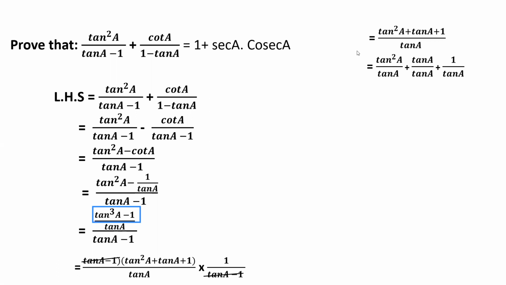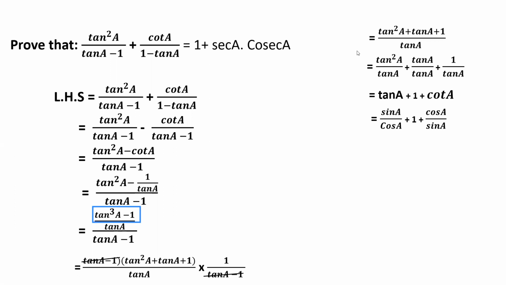Now look at here. If I cancel tan square A upon tan A, now we'll be getting something like this. Tan square A upon tan A is tan A, plus tan A upon tan A is 1, and 1 upon tan A is cot A. Remember, 1 upon tan A is cot A. Now let's change tan A and cot A in terms of sine and cos. That's a technique, always. Sine A upon cos A plus 1 plus cos A upon sine A.